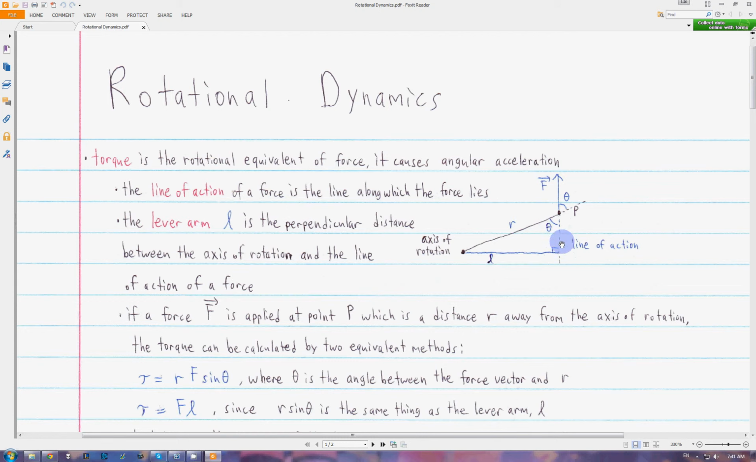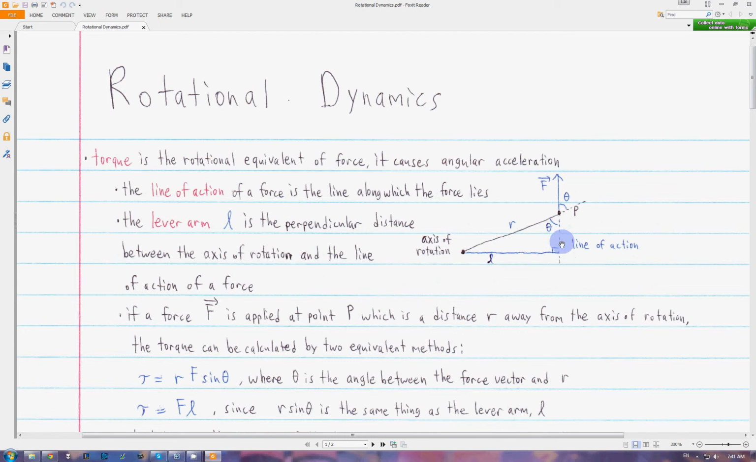But the most common objects that you'll be using are a solid cylinder, for example, any pulley, and a solid sphere, for example, the Earth. The moment of inertia of a solid cylinder is 1/2 MR squared, where capital M is just the mass of the whole cylinder, and capital R is the radius of the whole cylinder. And the moment of inertia of a solid sphere is 2/5 MR squared.